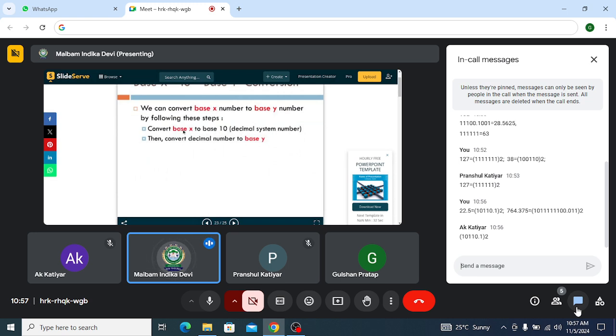Okay, so we have done conversion from binary to decimal, and from decimal to octal also. Till now we have done conversion from binary, octal, hexadecimal to decimal number. Again, we have done conversion from decimal to octal, decimal to binary, decimal to hexadecimal. So in this fashion you can convert.